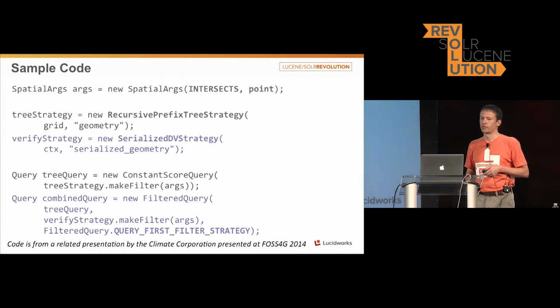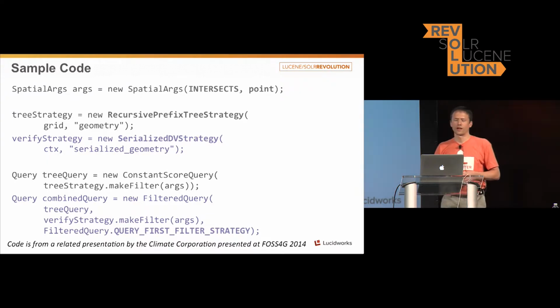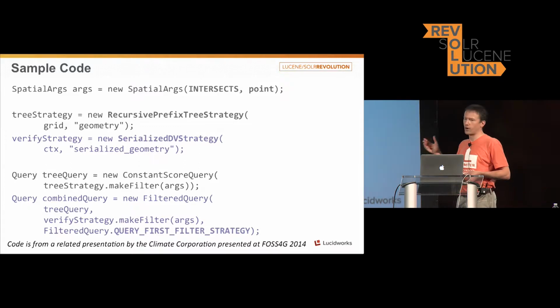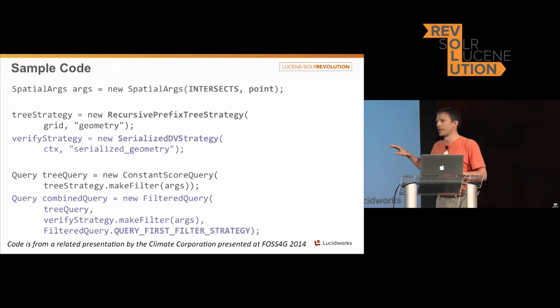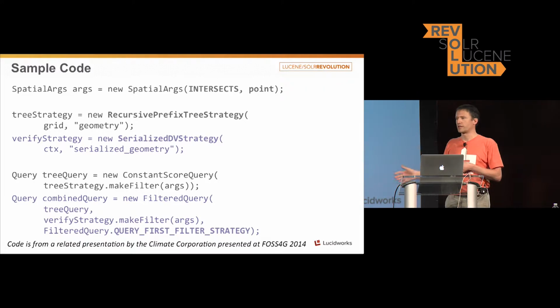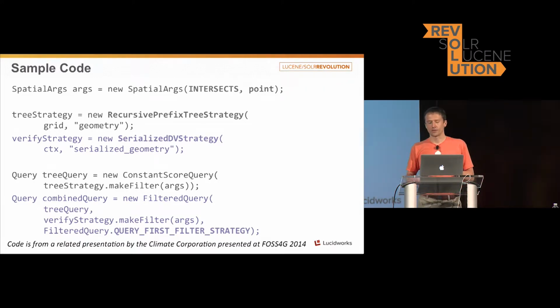Okay, here's some sample code from another presentation given at FOSS4G that I attended. The people I work with to bring SerializedDVStrategy, the Climate Corp, put a presentation together and threw in some sample code to show how easy it is to use. And it really is pretty easy at the Lucene layer. With the spatial strategy, you get with the RPT grid, you get a Lucene query. You do it again for the serialized geometry, and you put them together using what's called a filtered query. But you configure it to make sure that the serialized check always happens last, because that's the second pass accuracy check.